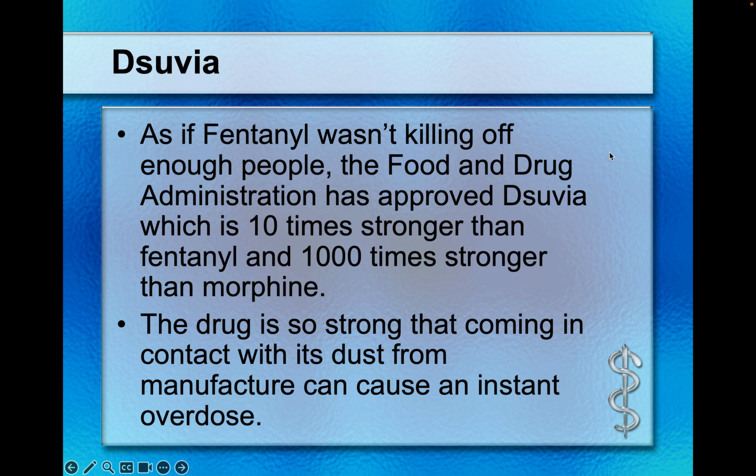As if fentanyl wasn't killing off enough people, the Food and Drug Administration has approved Sufentanil, which is 10 times stronger than fentanyl and 1,000 times stronger than morphine. The drug is so strong that coming in contact with its dust from manufacture can cause an instant overdose and death. Why in the world would you do that?